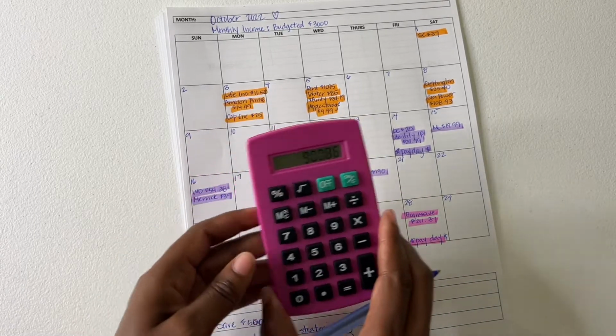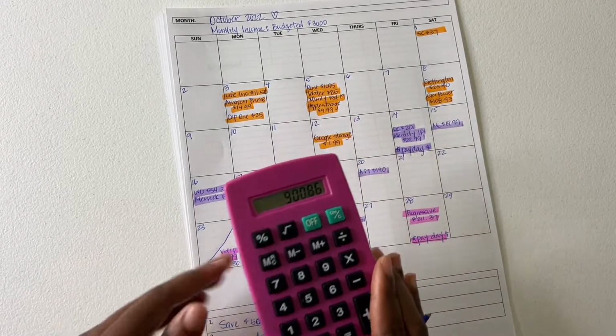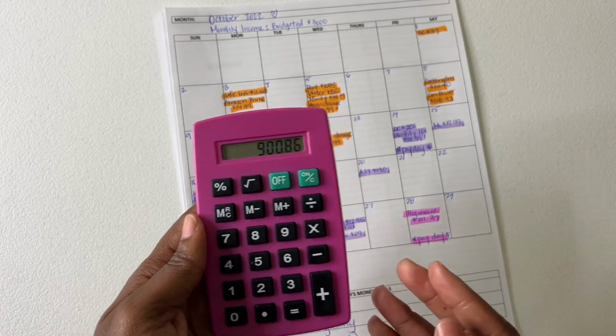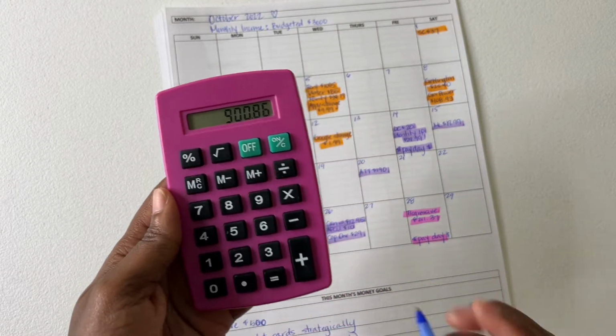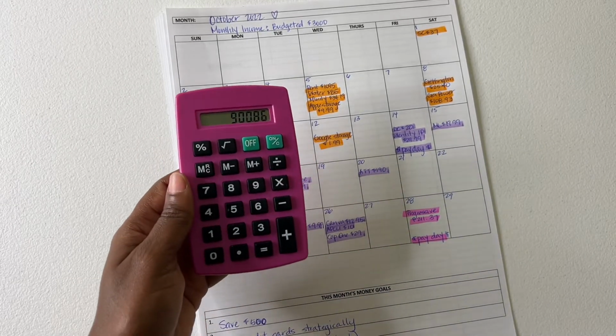So what I'm gonna do is put the most important things first, and then I'm going to see what I have left over, and then that will tell me what I need to do at the end to see how I can still be able to save $500. So I'm going to go ahead and do that now.